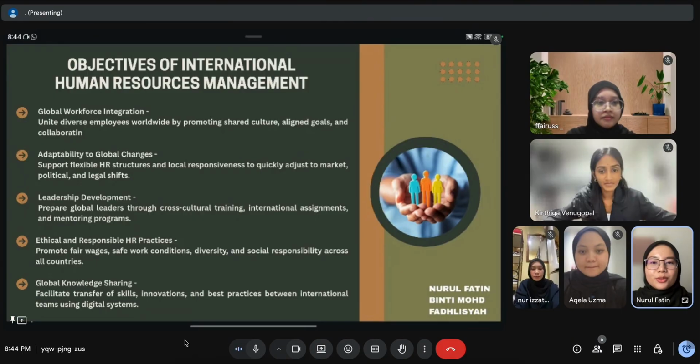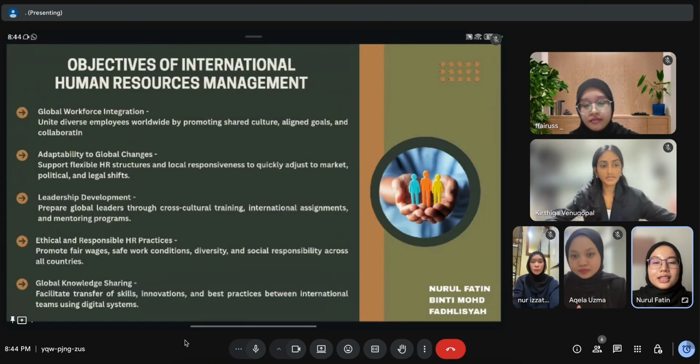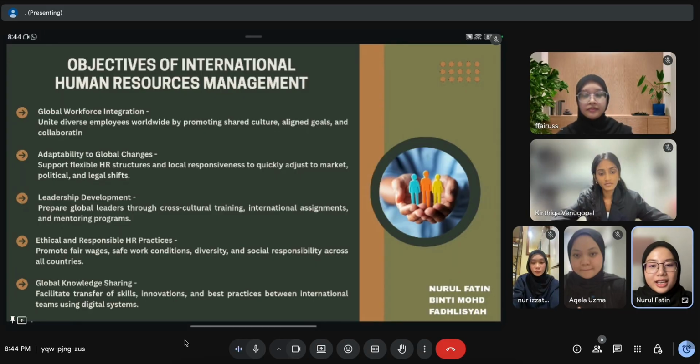Sir Faisal. My name is Nurul Fatin binti Muhammad Fadlisha, and I'm going to present the next three objectives of International Human Resource Management. So the third objective is for leadership development. The objective is to prepare effective global leaders who can manage diverse teams and adapt to international environments. Whereby international human resource management focuses on building leadership skills that can go beyond technical knowledge. This includes offering cross-cultural training to help leaders to understand and respect cultural differences, whereby global assignments and job rotations are used to expose potential leaders to new business environments.